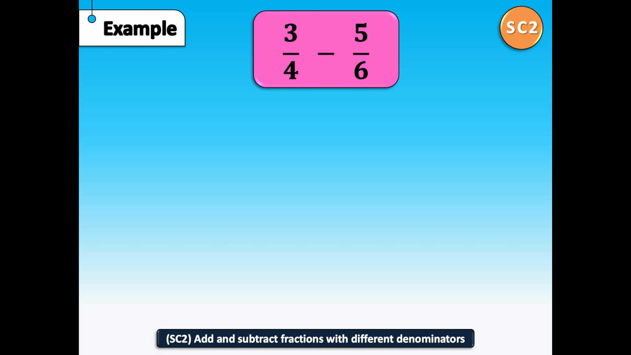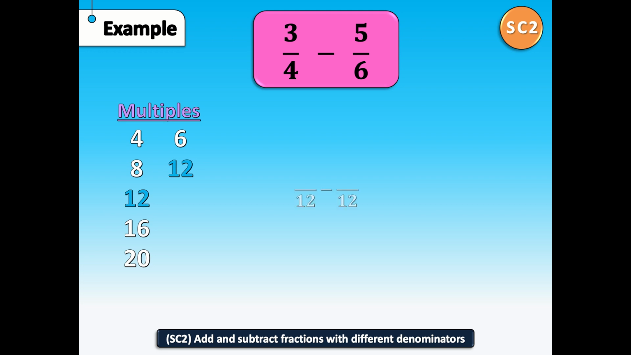Again, it's the same thing for subtraction. So I need to make the denominators both the same number. So I'll think about my multiples of 4 and my multiples of 6. And you can see 12 is a multiple of both numbers. So I can make them both out of 12.